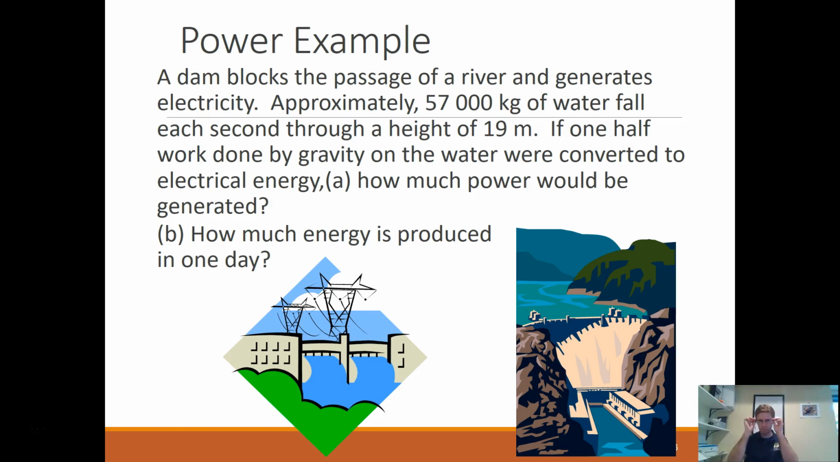2 questions for you. 1, how much power would be generated? So what's the rate at which energy is being generated? And question 2 is, how much energy is produced in a single day, assuming that it's ran for like 24 hours? So pause this and try it out.